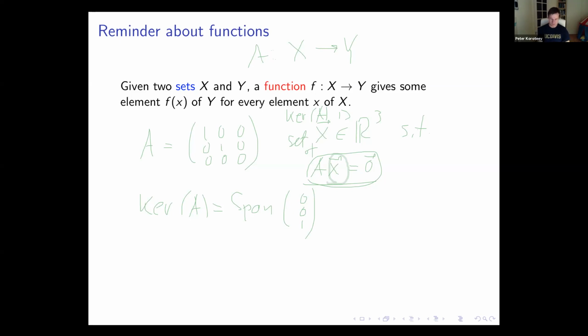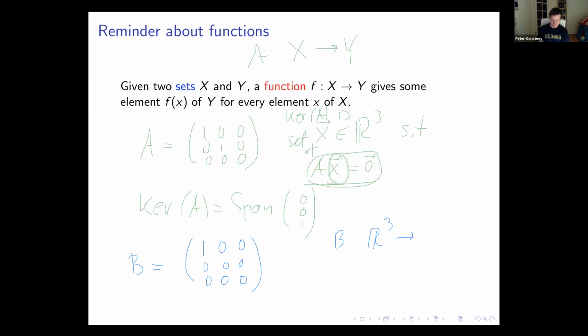So in other words, if you take this matrix and you multiply it by this vector 0, 0, 1, or 0, 0, 1 multiplied by any constant, then you will get 0. Okay, so let's rephrase this. I'll give you another example. You have matrix B, which looks like this: 1, 0, 0, 0, 0, 0, 0, 0, 0. And again, B is a function from R3 to R3.